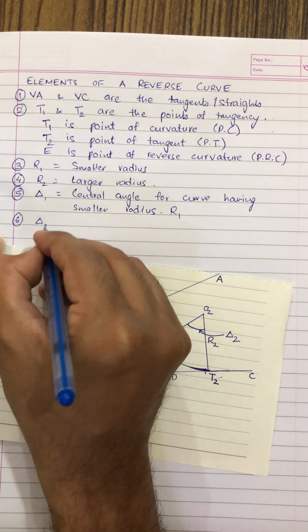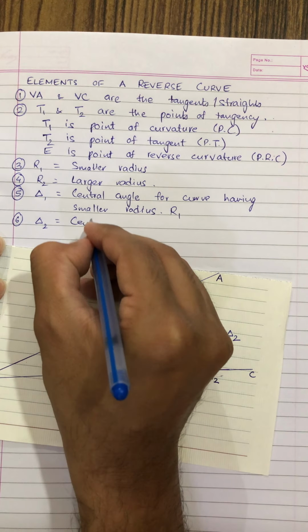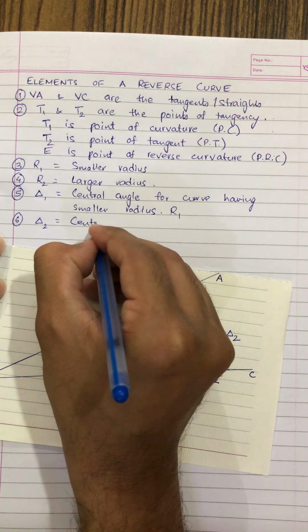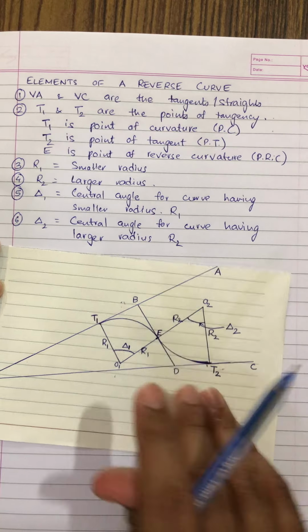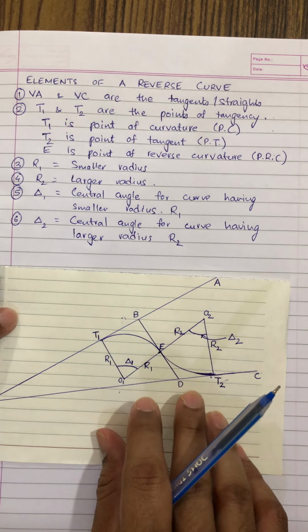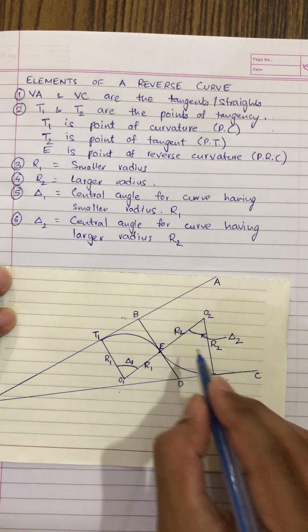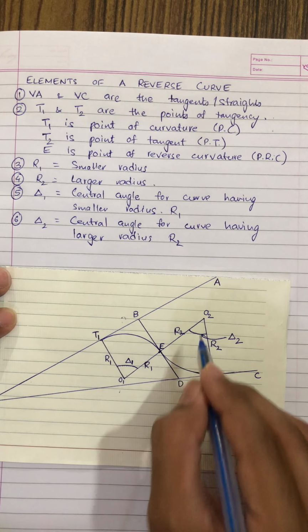Similarly, what is delta 2? Delta 2 will be the central angle for the curve having the larger radius, R2. See, this delta 2 is the central angle for this curve having the larger radius, R2. Okay, so this is delta 1 and this is delta 2.